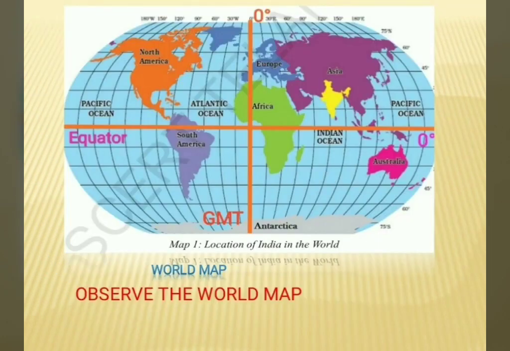When we observe the world map, 0 degree latitude, that is the equator, divides the globe into two equal parts. Those are northern hemisphere and southern hemisphere. And 0 degree longitude, that is the Greenwich Mean Line, also divides the globe into two equal parts. Those are eastern hemisphere and western hemisphere. The lines of latitudes and longitudes are used for accurately specifying location of any place or country on the globe.